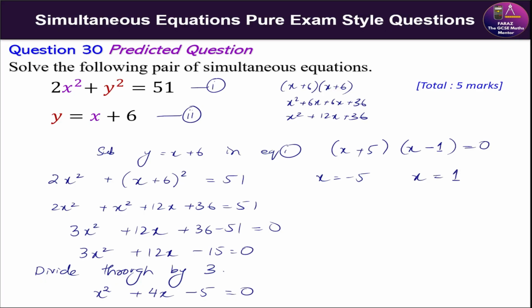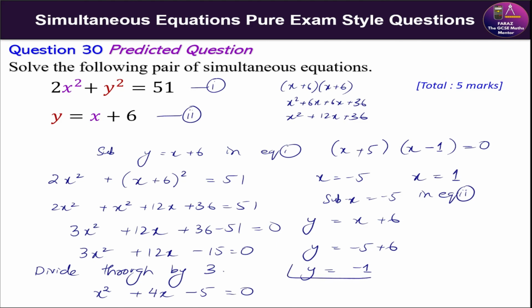Now substitute these values of x into equation number 2, because in equation number 2 y is already the subject. So substitute one by one, x equals negative 5 in equation 2. It will give you y equals x plus 6. Therefore, y equals negative 5 plus 6. y equals 1. So here at x equals negative 5, you are getting 1. That's your first intersection coordinate.